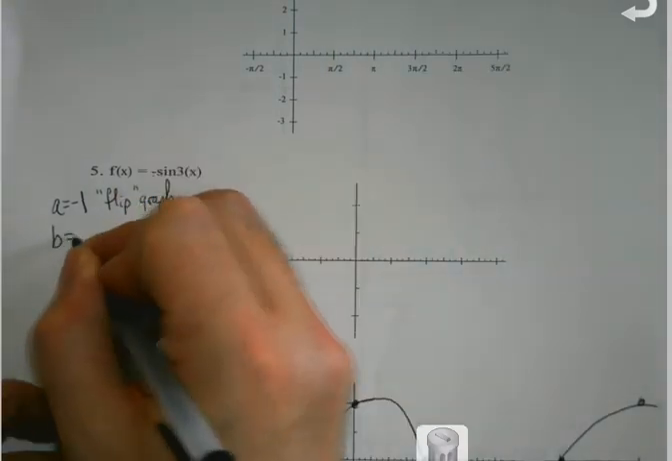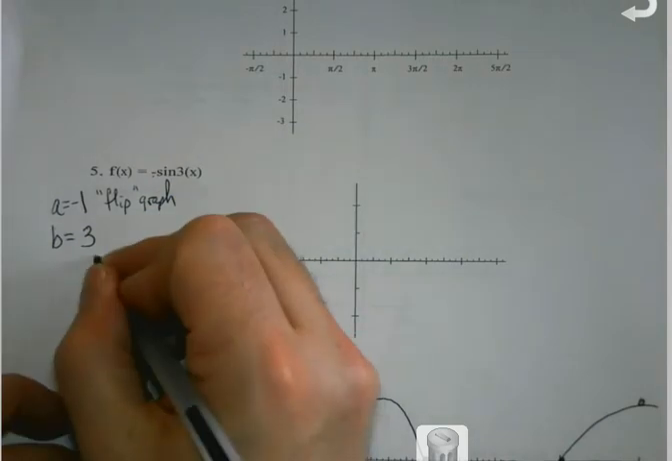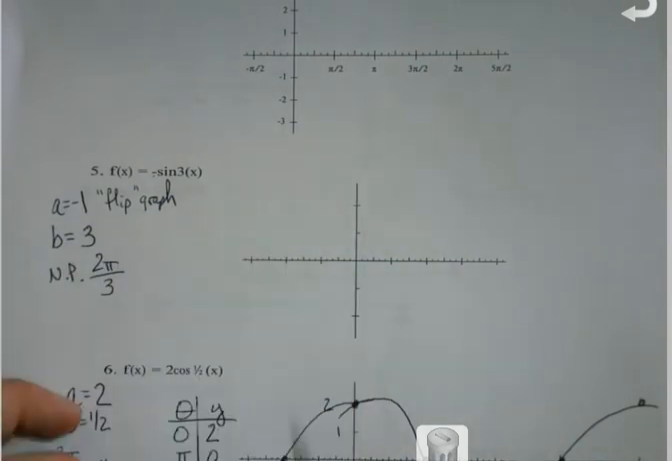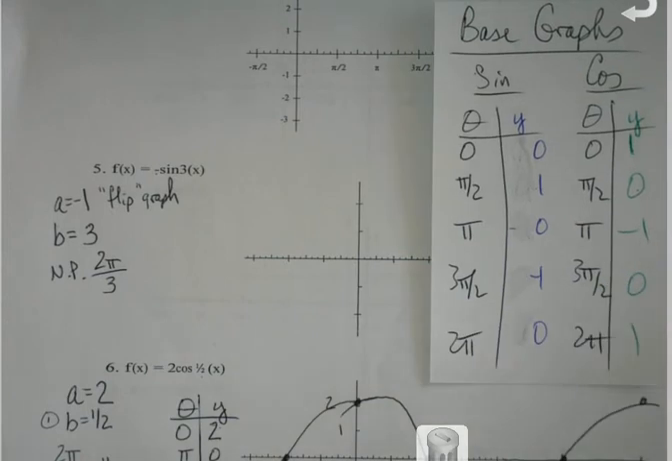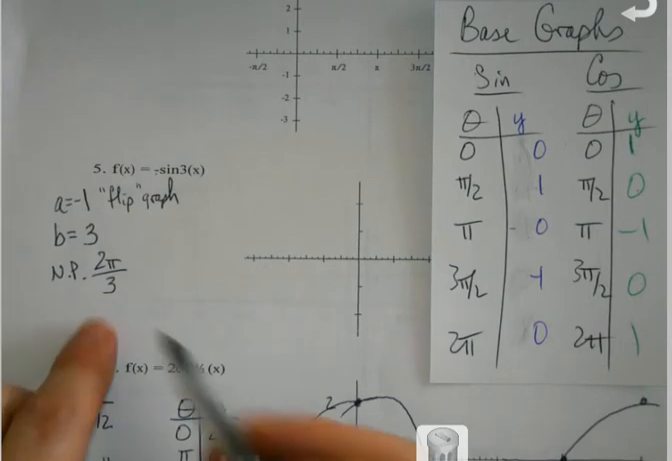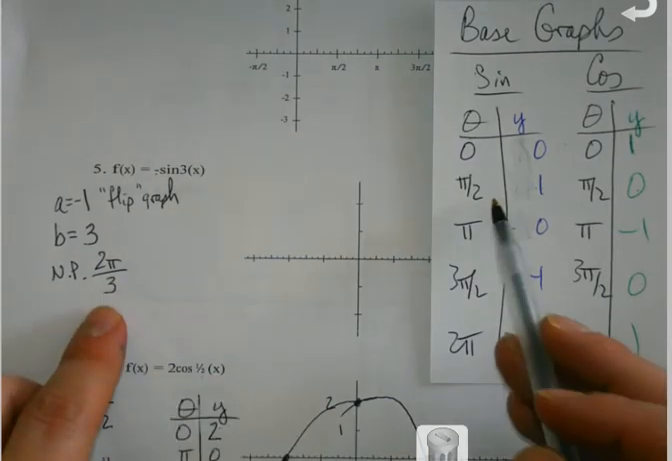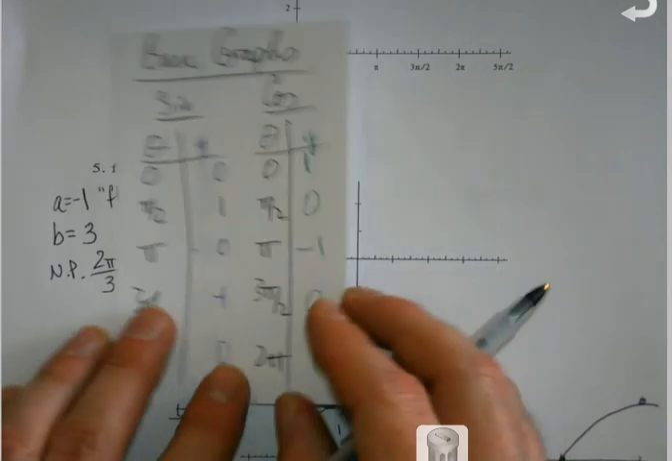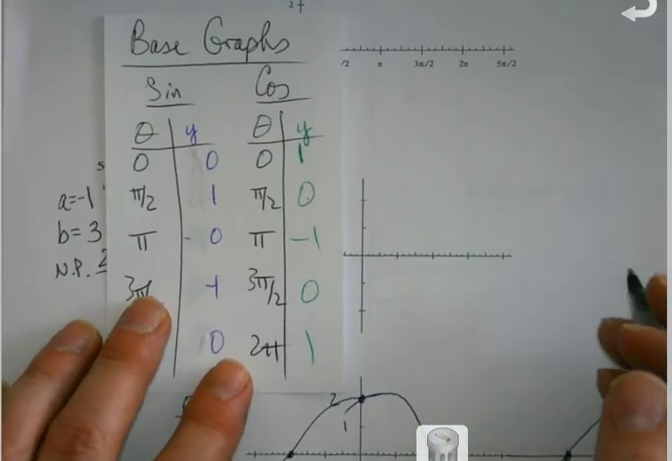But then I notice my b value is 3, which means my new period is going to be 2 pi over 3. In other words, I'm going to take my base angles, and again, if you have your base angles down in your brain, it's going to make life easier. I'm going to take those base angles and divide them all by 3. So my new angles, and I will shift this over here for the moment so we can get a better view.